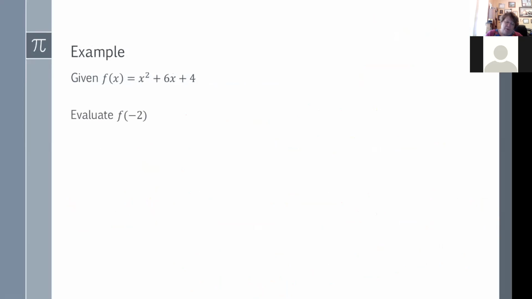So here's an example of a function. f of x equals x squared plus 6x plus 4. And I know it's a function because of the f of x notation, but I also know it's a function because of the nature of the equation. So if I input an x, like -2, what do I output? I output one number. I don't output 2, I don't output 3, I only output 1.